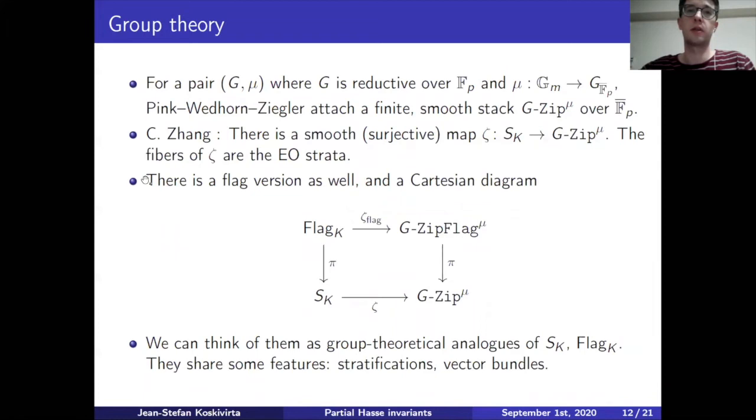So first of all, if we have a pair (G, μ), where G is a reductive group over F_p and μ is a cocharacter over F_p-bar of G, then Pink, Wedhorn, and Ziegler attach a finite smooth stack G-zip^μ over F_p-bar.